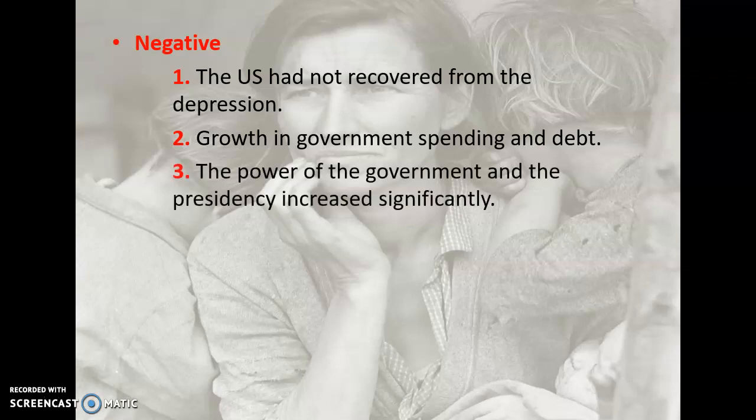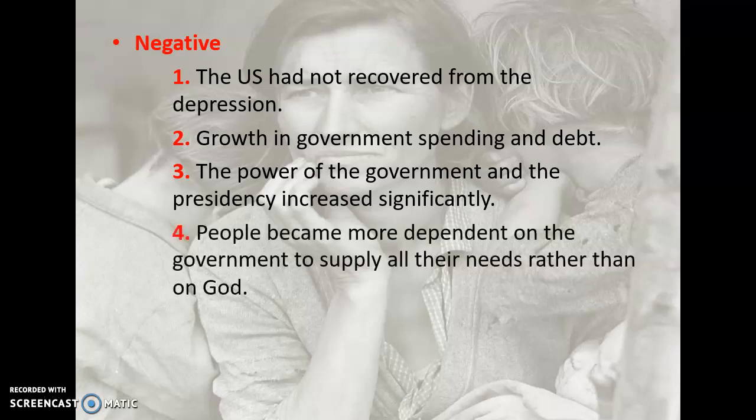Number 3, we see the power of the government and the presidency increasing significantly. The size and responsibility of government grew under FDR. When the government takes control, it rarely gives it up. When the people give up their personal rights and responsibilities to the government, they rarely get them back. And then number 4, people became more dependent on the government to supply all their needs rather than on God.